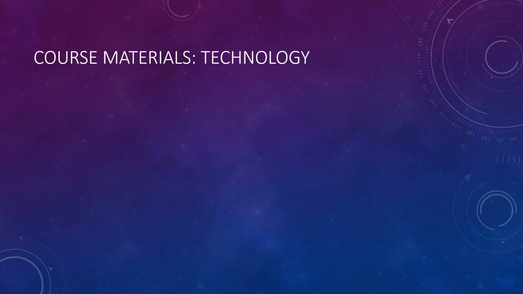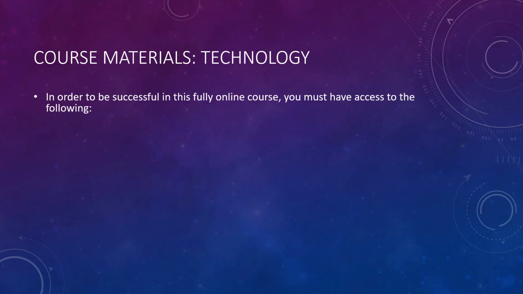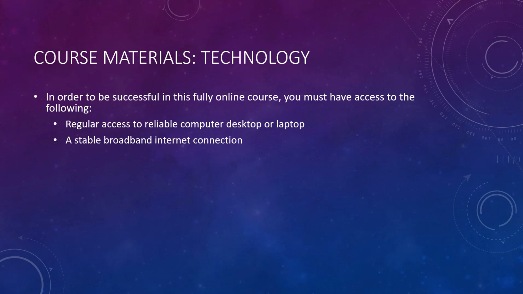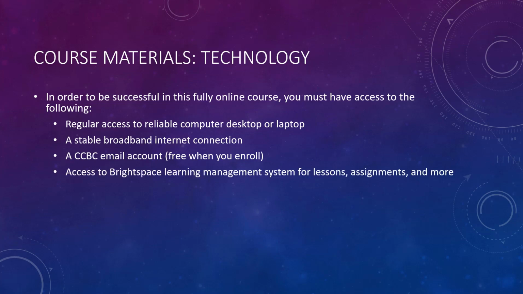Course Materials, Technology. In order to be successful in this fully online course, you must have access to the following. 1. Regular access to a reliable computer, desktop, or laptop. 2. A stable broadband internet connection. 3. A CCBC email account, which is free when you enroll. Even if you've never checked it before, you already have a CCBC email account. 4. Access to Brightspace Learning Management System for lessons, assignments, and more.